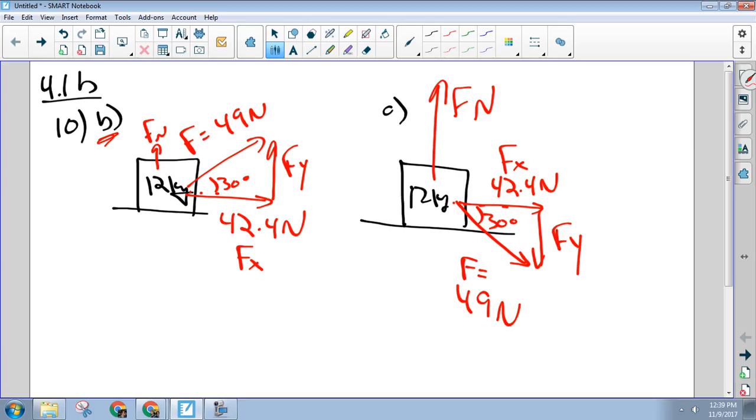The y value for C is going down, right? Yeah, it turns out to be negative 24.5. So what that does is it increases the normal force because it's got to compensate for this extra downward force.